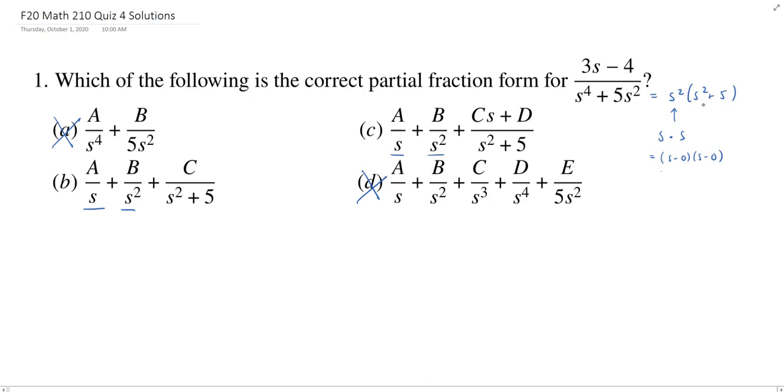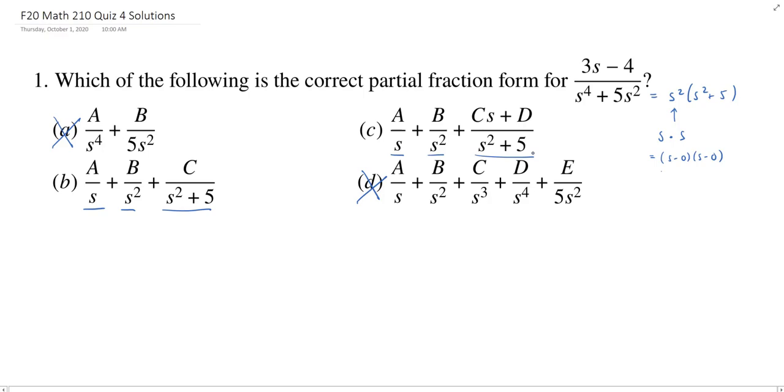Well, we have an s squared plus 5. We don't factor that anymore because this is what we call an irreducible quadratic. We cannot factor this over the reals. Any roots of this would be imaginary or complex numbers. So we're only going to be able to leave it in this form. Fine, but B and C both have that, so that makes us feel pretty good.